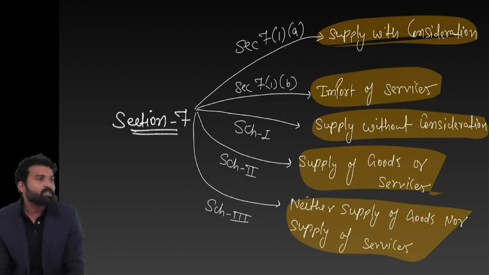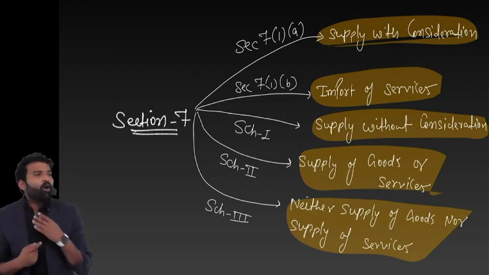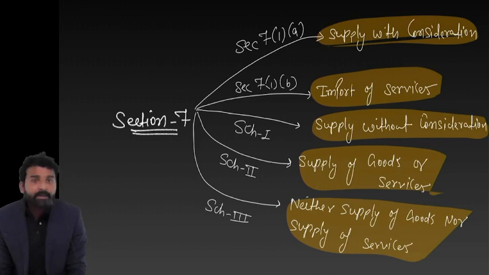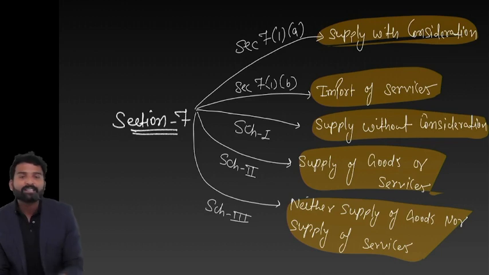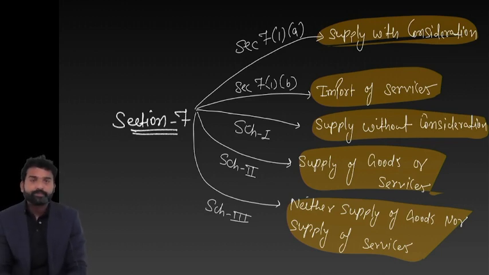7(1)(a) talks about supply with consideration. If I am selling something, doing something, and for that I am getting consideration, then my supply will be covered in 7(1)(a). If I am importing any services, then it will be covered in 7(1)(b). And if I am doing something without consideration, without getting any monetary or non-monetary consideration out of it, then my supply may be covered in Schedule 1.